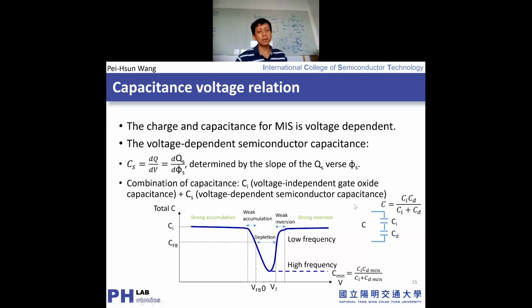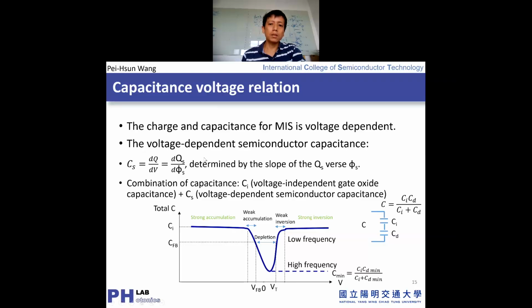Okay, so let's consider the capacitance as we previously mentioned. If you are working with the external voltage at the different regions, we get different capacitance because of the charge accumulation. So we've discussed the capacitance-voltage relationship under different biasing. The charge and the capacitance for MIS are voltage dependent. As mentioned, we have the varied resistor.